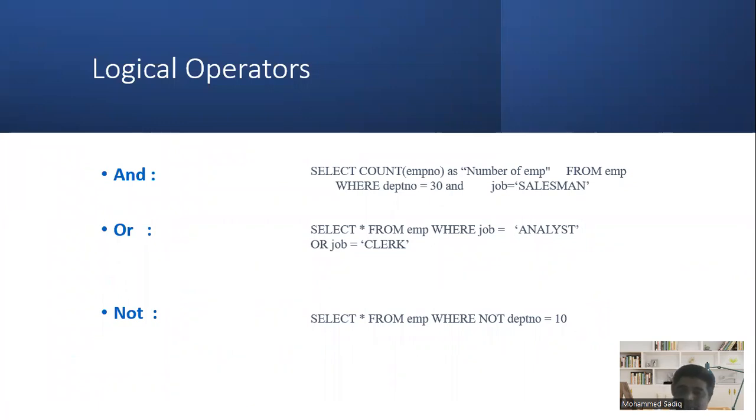AND is like, in a given set of conditions, it will show me only those records which satisfy both the conditions. OR, in a given set of conditions, shows the records which satisfy any one of the conditions. NOT is used when you want to reverse the output, like unfilter the data and then fetch.